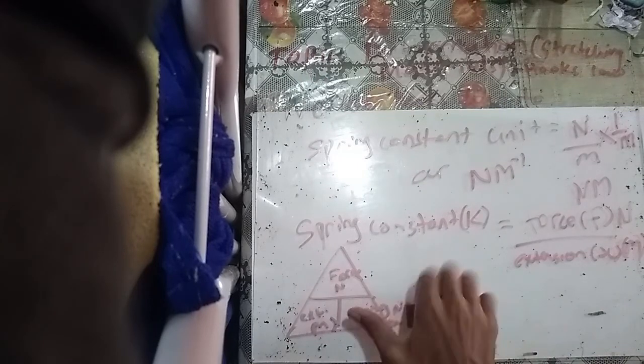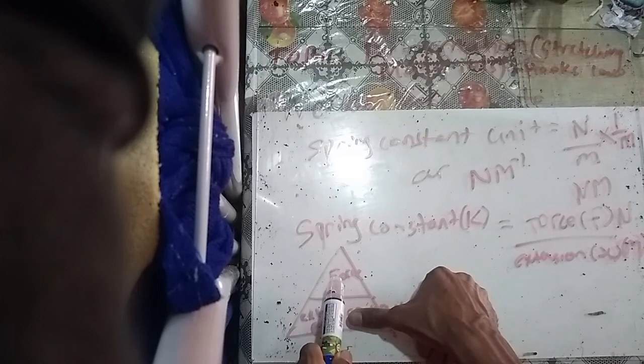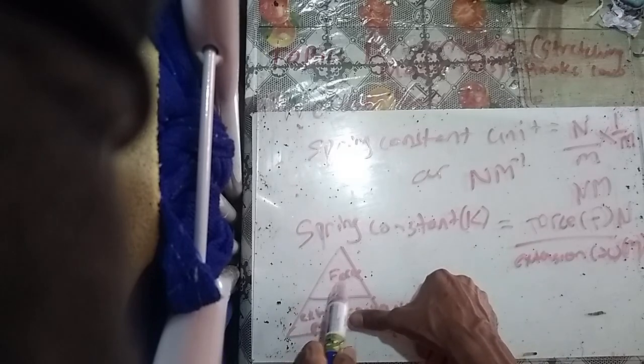So in any triangle you see, force would be at the top, extension would be at the bottom left-hand corner, and spring constant at the bottom right-hand corner. If I cover spring constant, what do I have left? How do I find spring constant? I cover it, and we see that it is found by dividing the extension into the force, just like that.